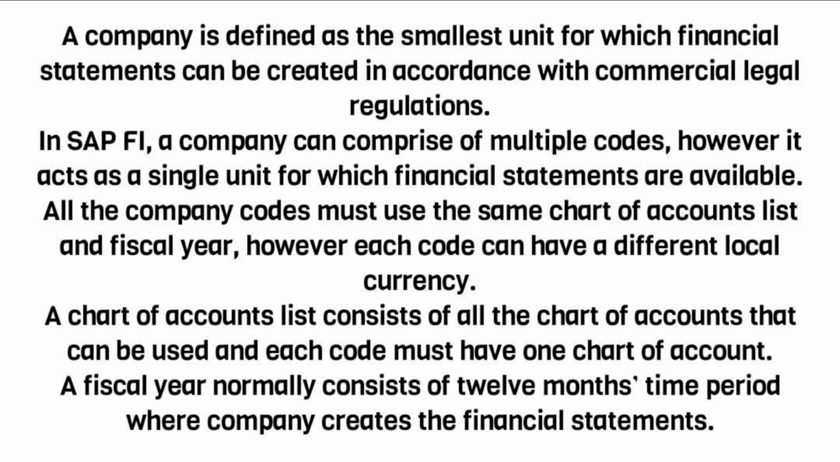A chart of accounts list consists of all the charts of accounts that can be used, and each company code must have one chart of accounts. A fiscal year normally consists of a 12 month time period where the company creates the financial statements.